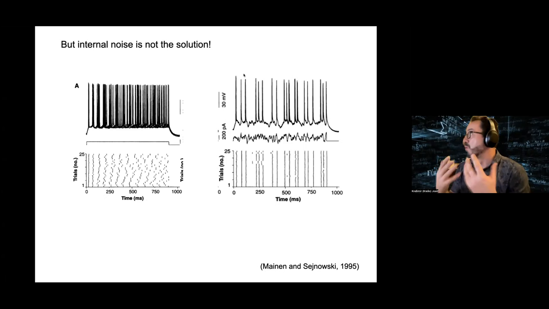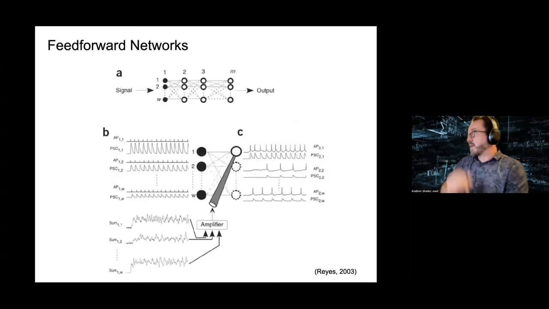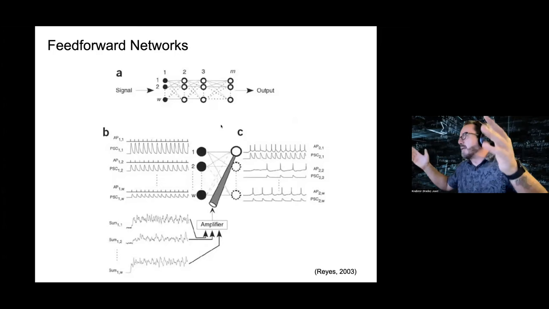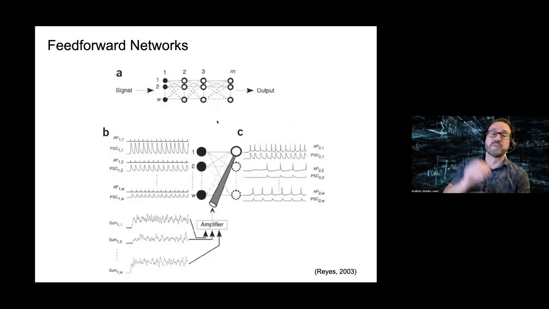Another thing that you also see in these networks is, so this is a nice experiment. It's a little complicated, but part A is the main part to think about. This is a beautiful experiment by Alex Reyes in 2003. He actually used a single neuron to simulate what would happen in a feed-forward network. A feed-forward network is almost the same type of network that you saw eight or nine years later in deep neural networks, and it's very similar, but now with real cells.